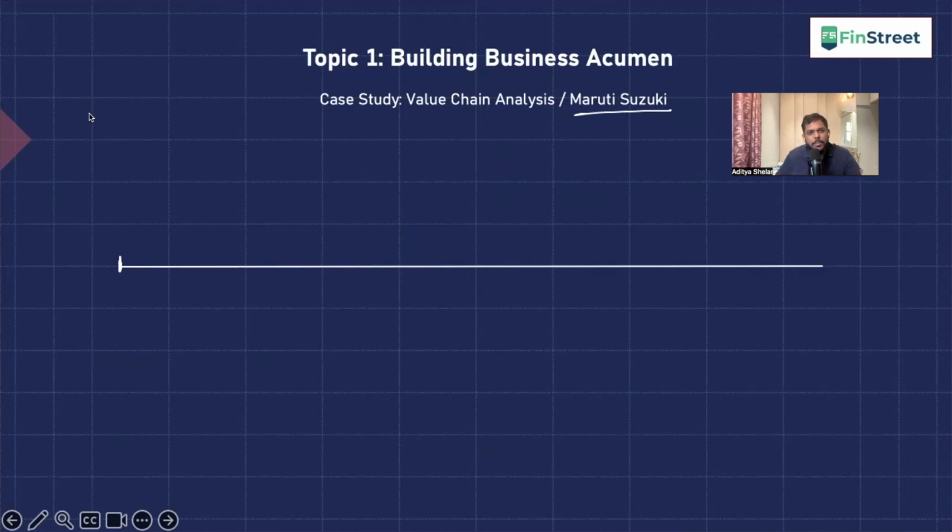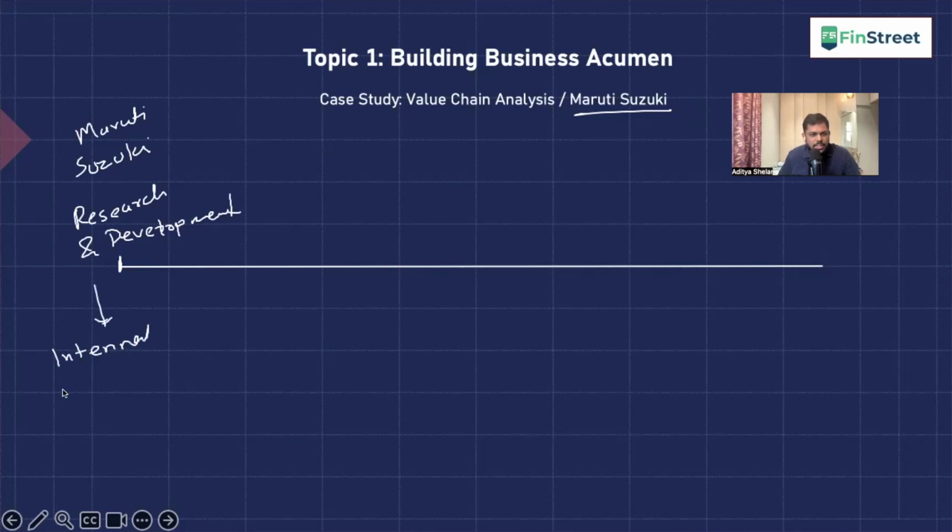So imagine when Maruti Suzuki started, the first thing this company would have done is start with research and development. And there are 2 parts to it. One is internal and second is external. When we talk about external research, this is where you go and study the market. What will you study in the market? What will be the main points you'll be looking for?